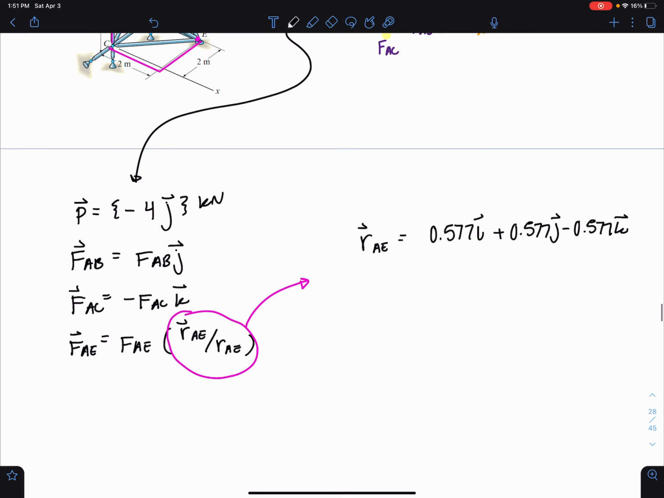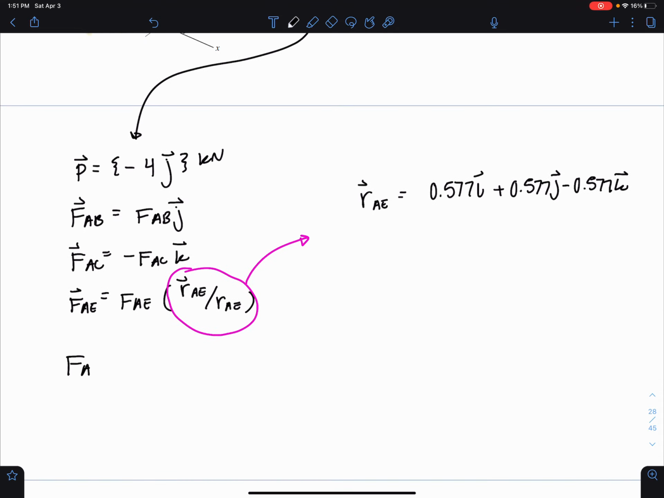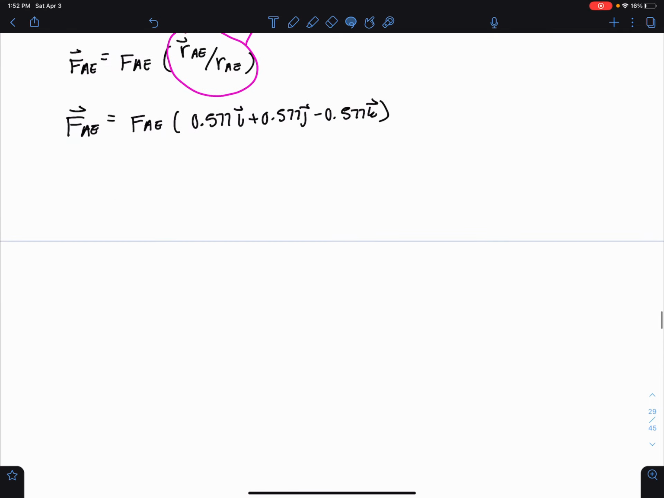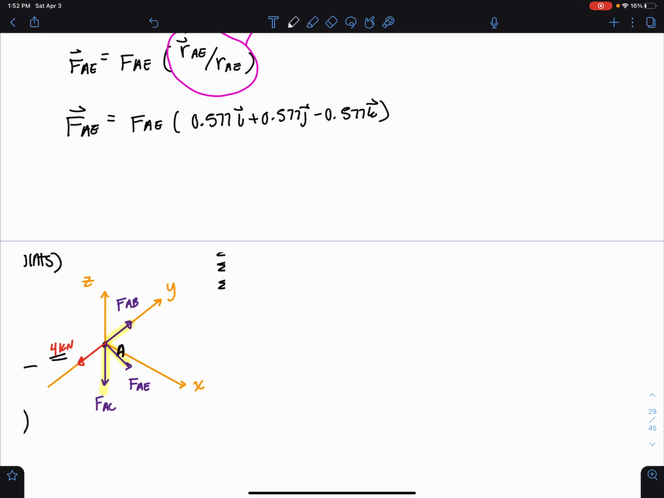Okay, so I can plug this in, and I get FAE, the magnitude of FAE, times 0.577 along the i plus 0.577 along the j minus 0.577 along the k. Now I can go ahead and apply equilibrium at joint A here. So I'm actually going to copy this down here, and I'm going to go ahead and apply equilibrium at joint A.